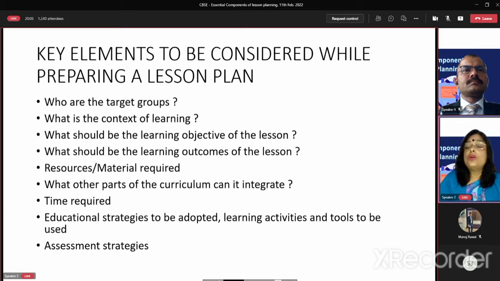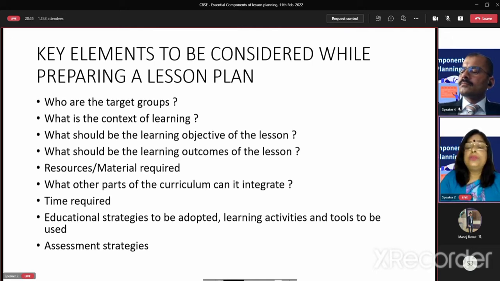What should be the learning objective of the lesson? Two things are very important while designing a lesson plan: learning objective and learning outcomes. If you do not have an objective of what you are going to teach, then it's a sheer waste. And if you do not derive any learning outcome, that is, what am I going to teach and what they are going to get, then again it is all in vain.